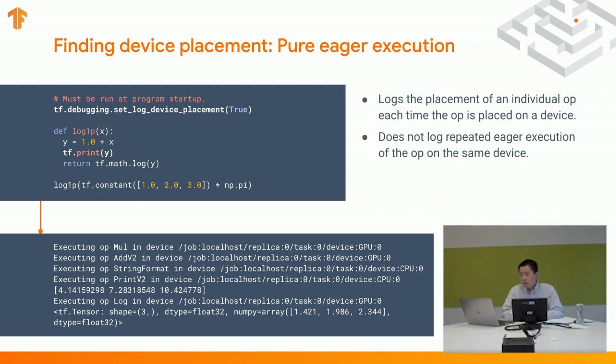So one thing you need to know here is that it's only going to log the information when the op is placed for the first time. If you have the same op executing multiple times eagerly, it's not going to print it multiple times. So that mechanism prevents a flood of information to your stdout.